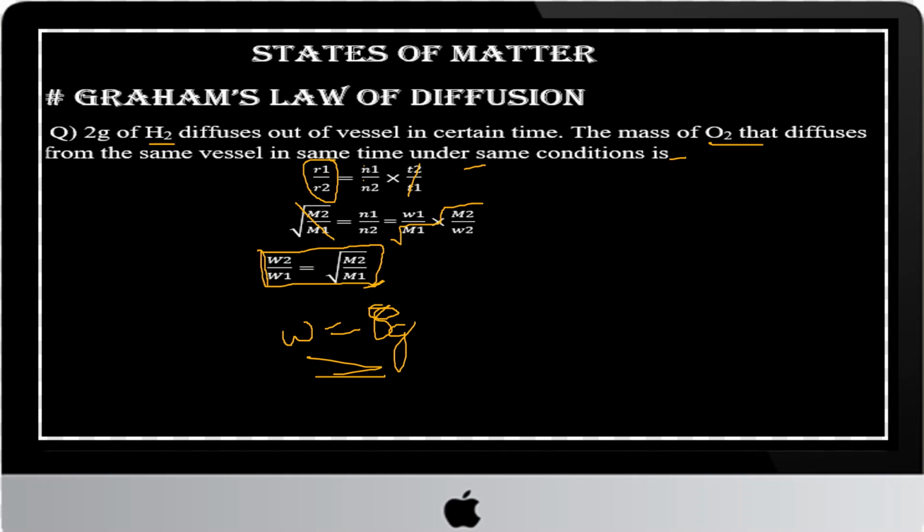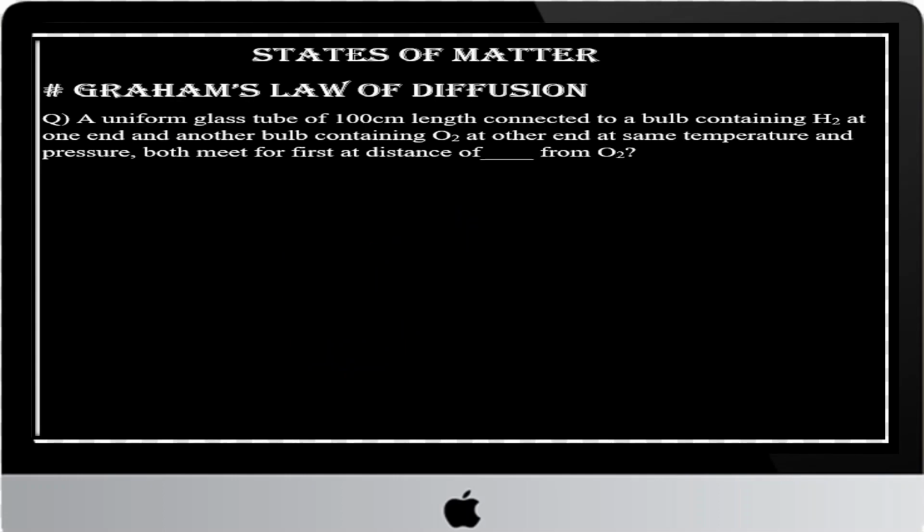Actually, there will be many questions to find the ratio of diffusion by giving vapor densities, the ratio of rate of diffusion by giving molecular weight, and V1 T2 by V2 T1, that formula. But this is important. Here is another important question on Graham's law of diffusion. A uniform glass tube of 100 centimeters length is connected to a bulb containing hydrogen at one end and another bulb containing oxygen at the other end, at the same temperature and pressure. Both meet for the first time at a distance of dash from oxygen.